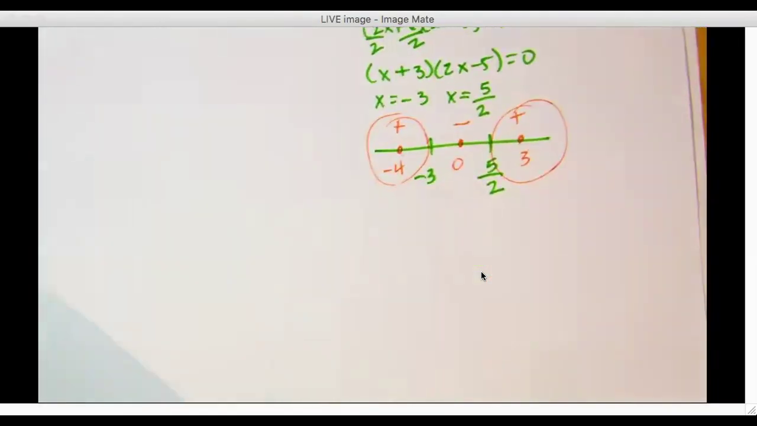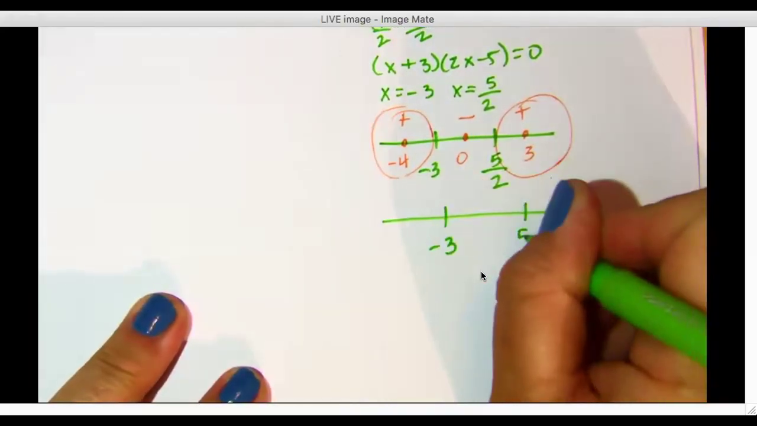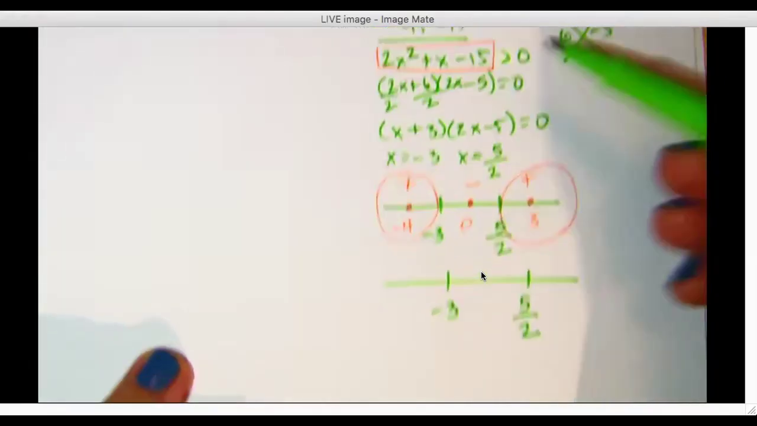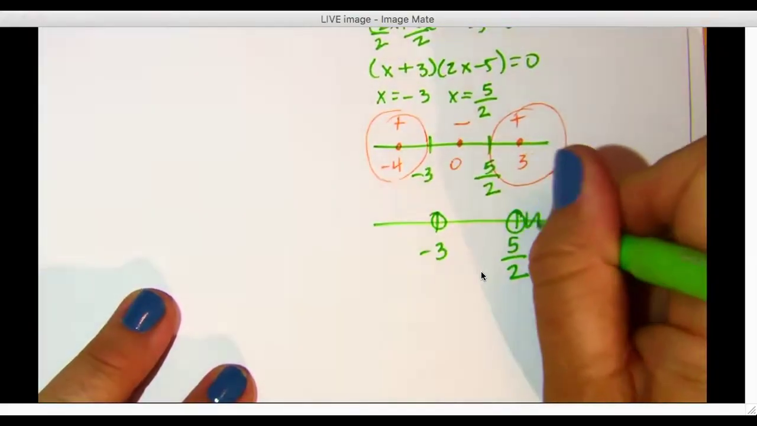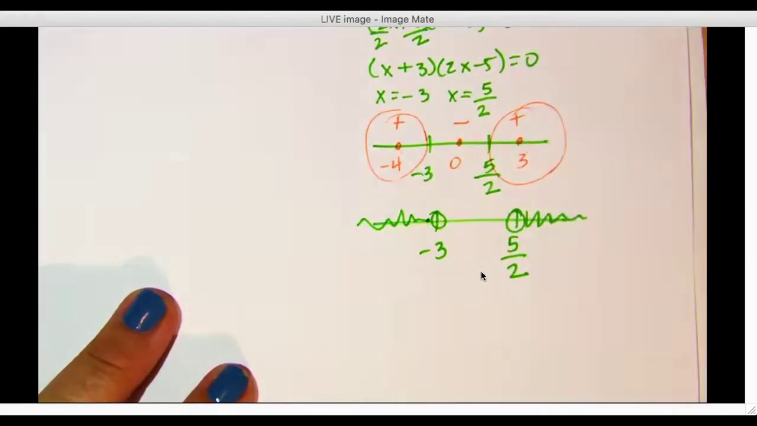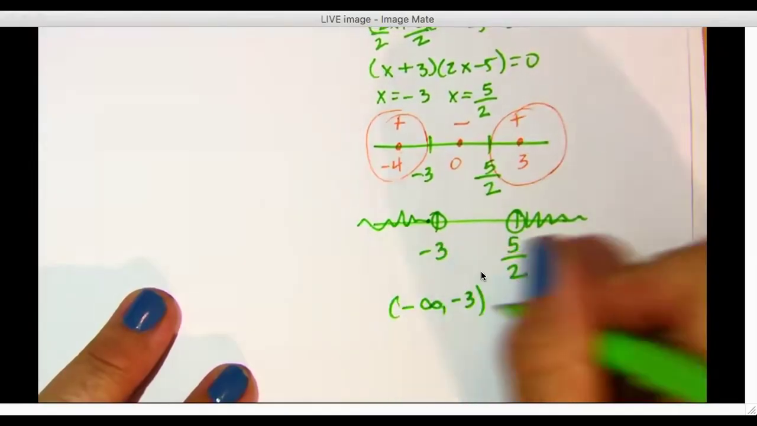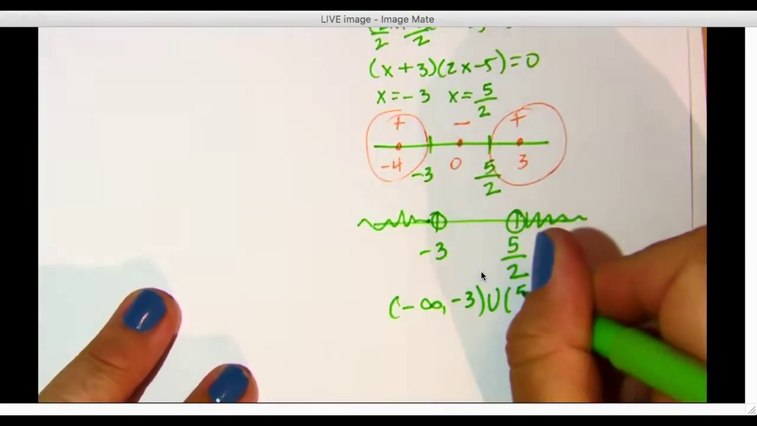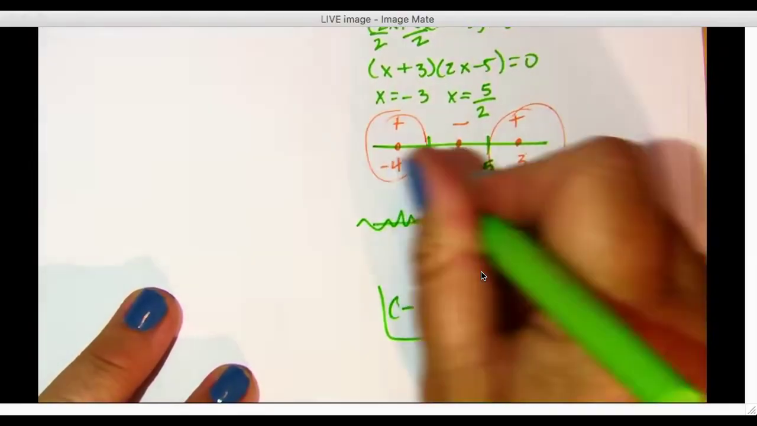So the way you're going to write your answer is a new number line here, negative 3 and 5 over 2. We have a strictly greater than inequality, so I won't have the closed dot. It'll be an open dot at each of those values. And then it was positive over here and over here. So that's what your graph will look like. And then your interval notation will be negative infinity to negative 3. We're using parentheses because these are open dots. And then 5 over 2 to infinity. Again, parentheses because they are open dots.